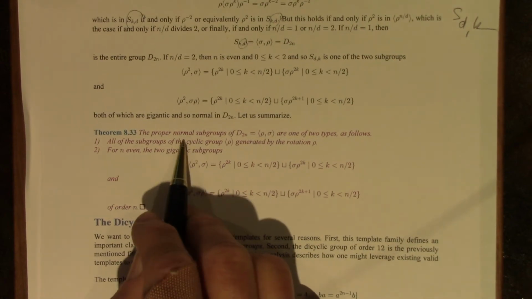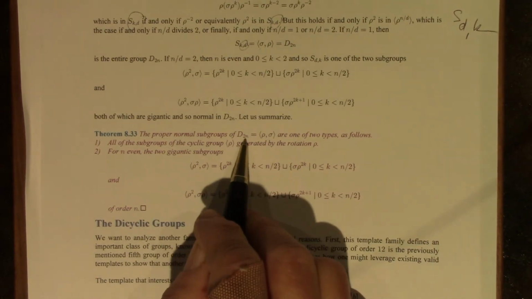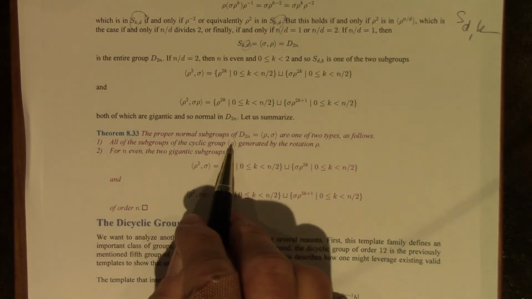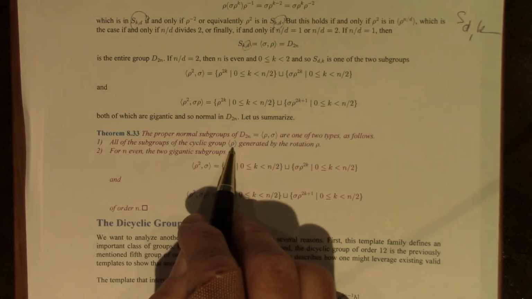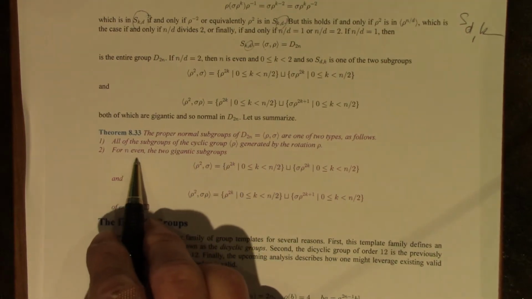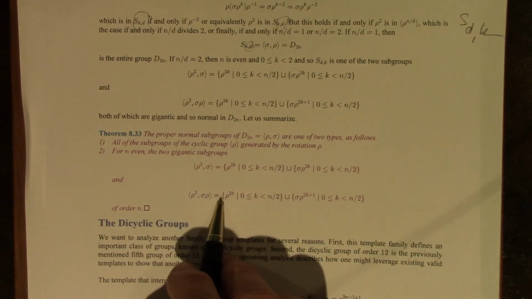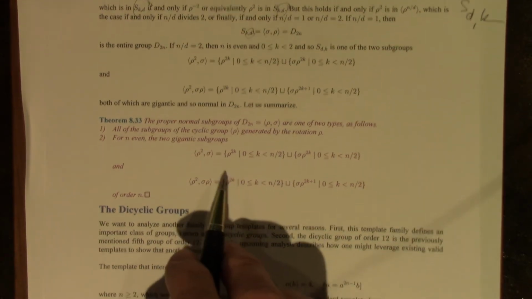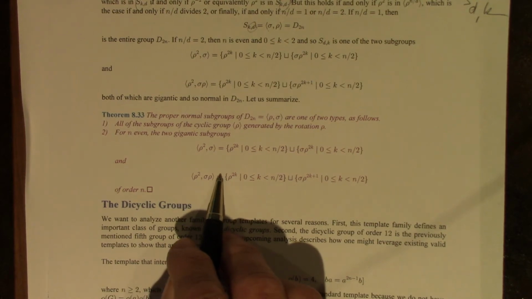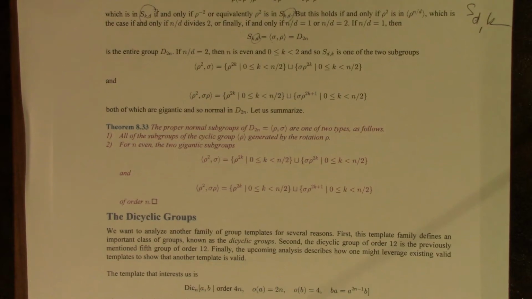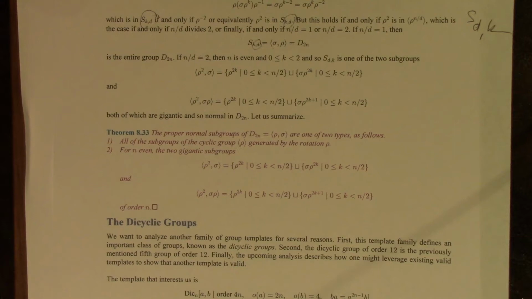So the normal subgroups of D2N are of two types. All the subgroups of the cyclic group generated by the rotation, this is the gigantic subgroup, and for n even, there are two other subgroups. They look like this, but these have order n, so they are gigantic as well, and therefore obviously normal.